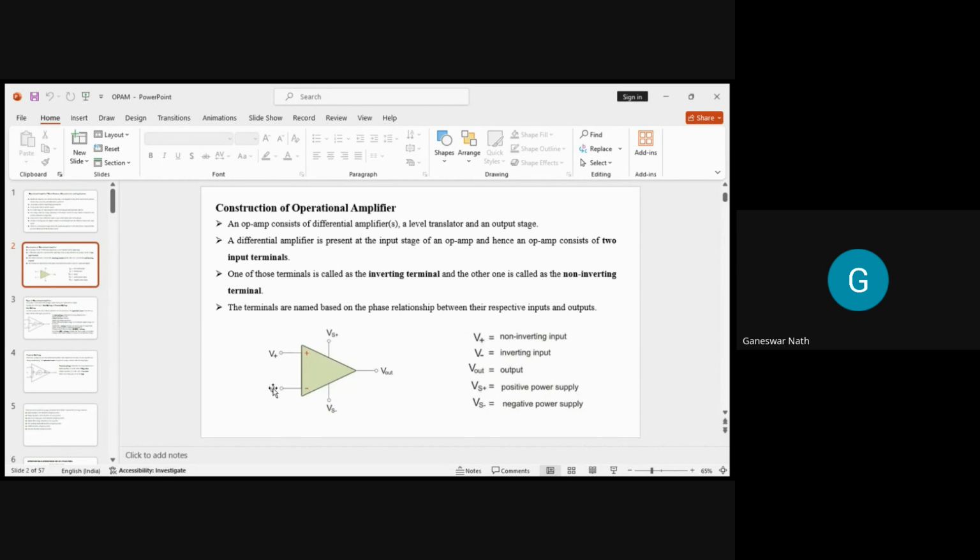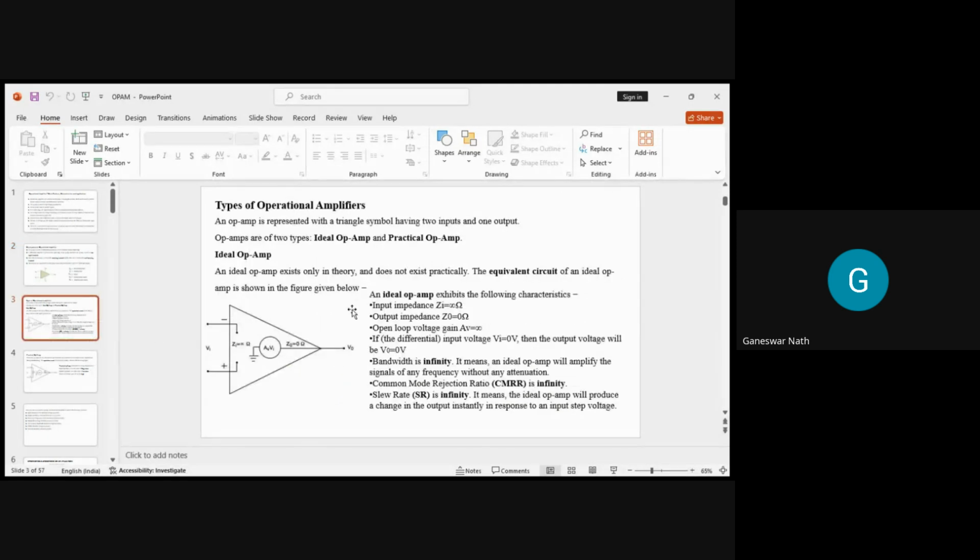You can see in the diagram, this V plus is termed the non-inverting input, and this V minus is the inverting input. Similarly, V output is the output, Vs plus is the positive power supply, and this is the negative power supply. So this is the basic configuration of an op-amp.